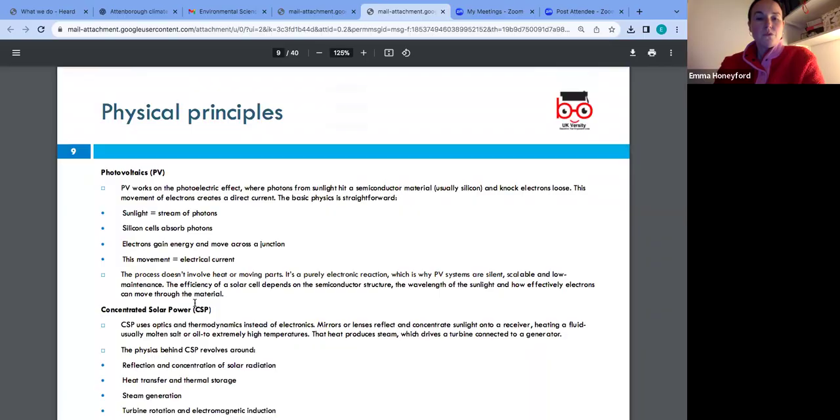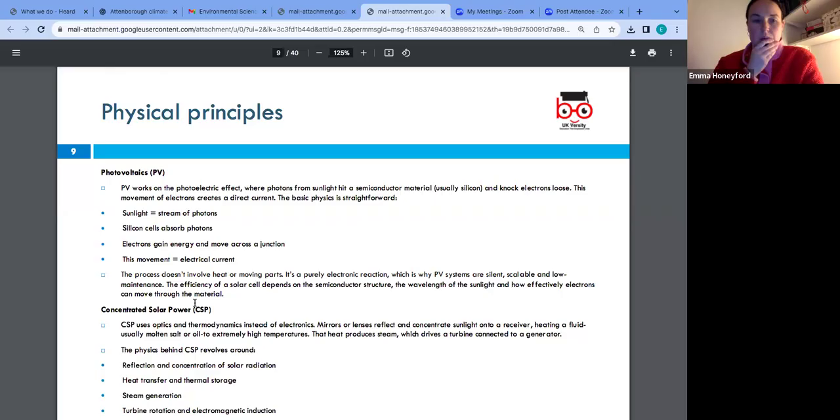Just to further expand upon how the physical principles of the two different types of solar energy are different, and why they matter, we're going to delve into a bit more of the detailed science now.